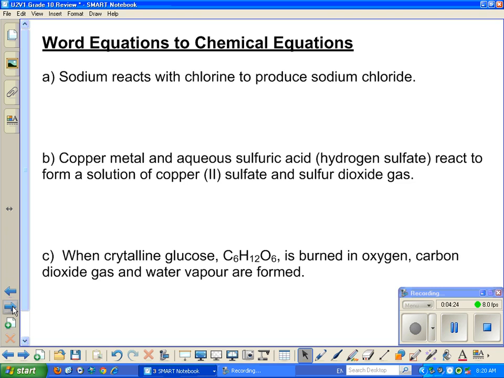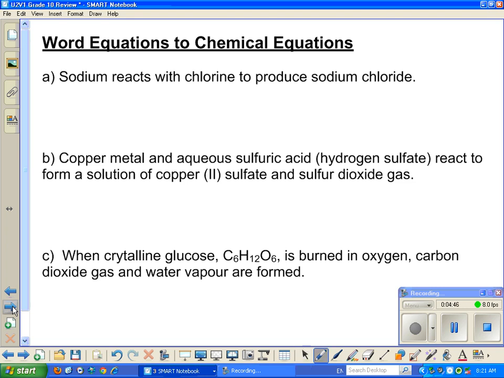The next skill set I'd like to focus on in this video is converting from word equations to chemical equations. I'd like to go through 3 examples with you to show how this process works. This is taking the skill set that we have learned about in Unit 1 and just bumping it up a little bit to incorporate reactants and products.